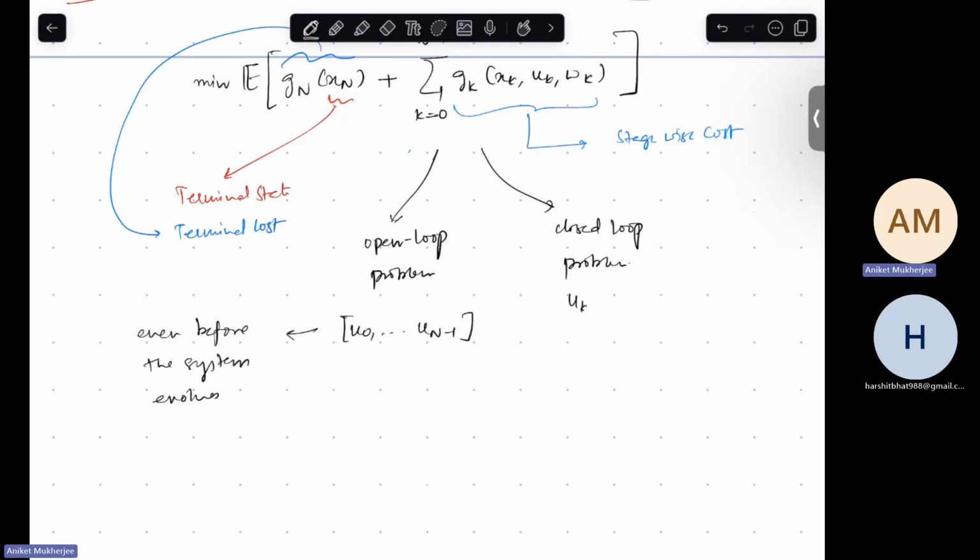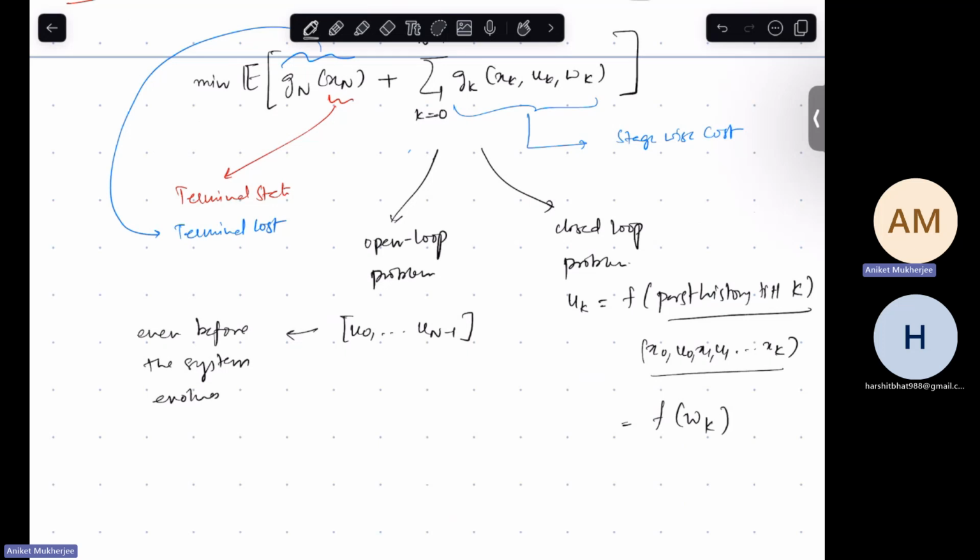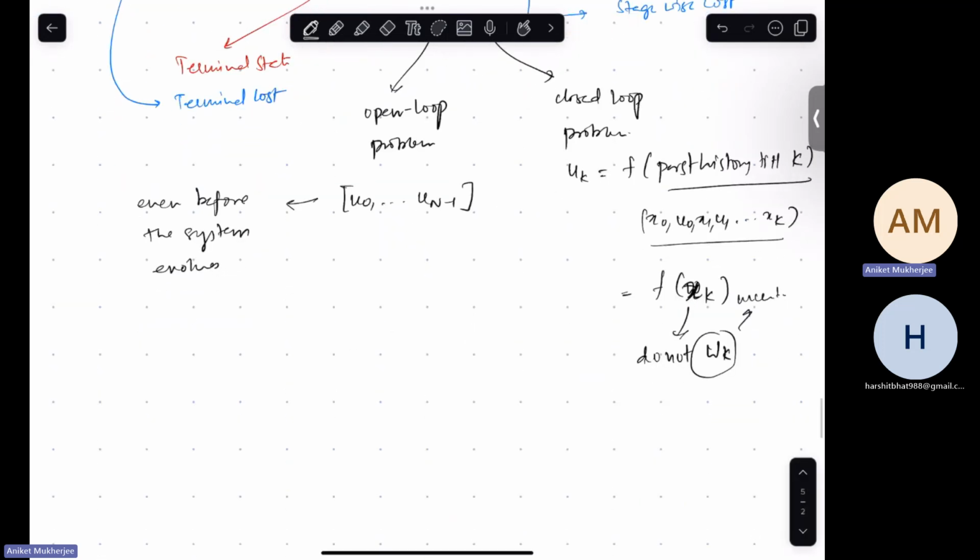And in the closed loop problem, you decide uk as a function of past history till k. You have this knowledge of what has happened before, so you know x0, x1, x2, and also u0, u1, u2, u3. So you have all this history of x0, u0, x1, u1, and so on till xk, and based on all this, you take a decision on uk. You usually take this as just the state feedback, so it's just f of xk. But here you do not know what wk is. This is the randomness, this is the uncertainty. The uncertainty comes because you don't know what wk is.